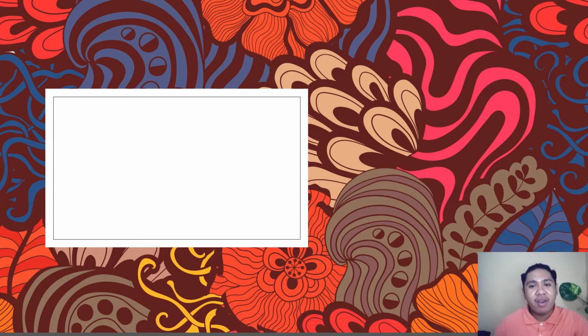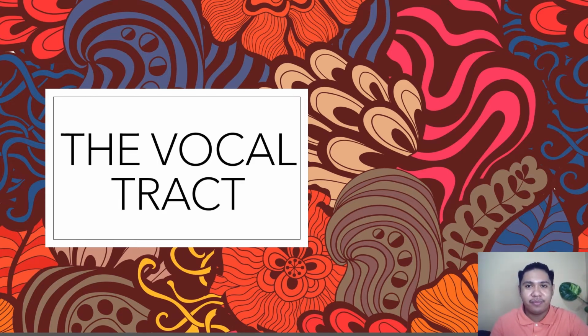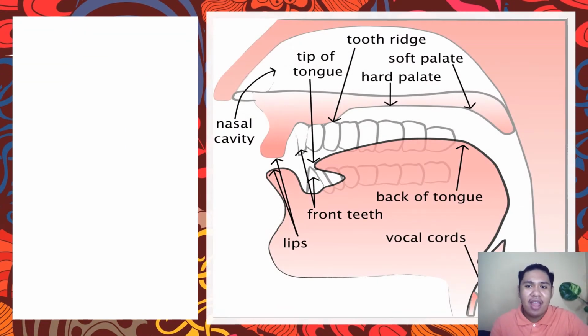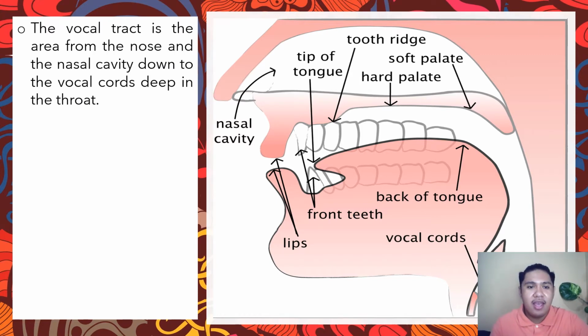Before we dig deeper, let us first familiarize ourselves with how sounds are formed. So we're going to tackle the vocal tract. Ladies and gentlemen, this is the vocal tract of human beings. The vocal tract is the area from the nose and the nasal cavity down to the vocal cords deep in the throat. So basically, these are the parts.